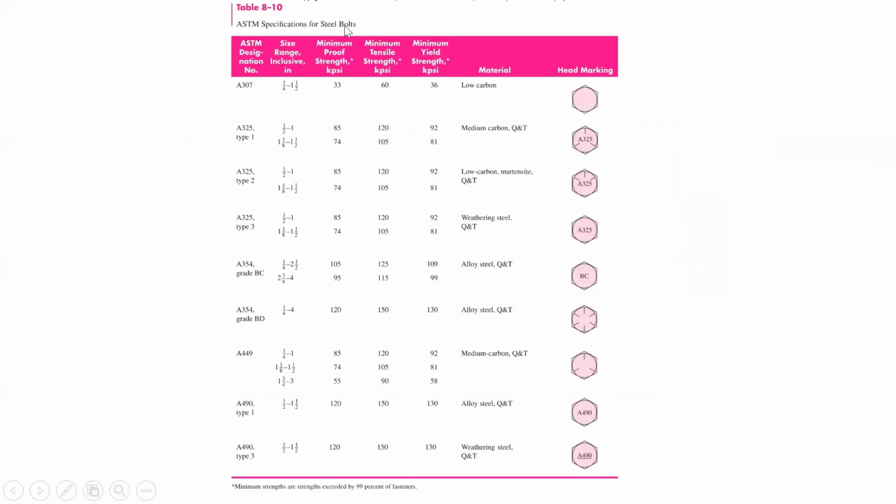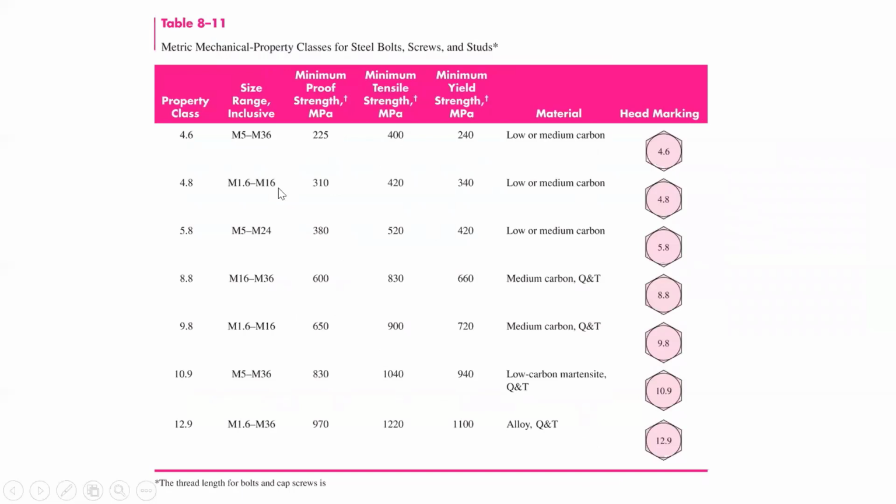ASTM specifications for steel bolts are presented in Table 8.10. So again, these three minimum values: proof strength, tensile strength, and yield strength. Specifications for metric fasteners are given in Table 8.11. So just different nomenclature, but still these three minimum values are being reported. And we'll be referring to these bolt strength values soon. I'm just showing you where they come from.